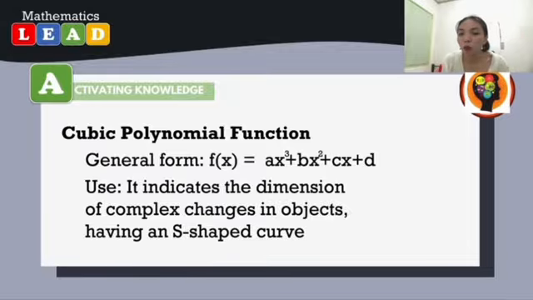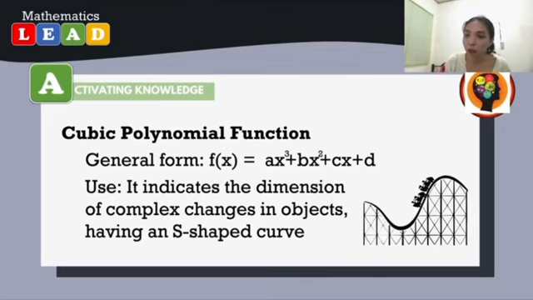Yes, that's right. Which is why we have the general form of f of x equals ax cubed plus bx squared plus cx plus d, wherein a is not equal to 0. It's used for indicating the dimension of complex changes in objects having an S-shaped curve. Like the example, this function forms an S shape as the representation of its complexity. And here, the path or dimensions of the roller coaster can be measured as a cubic polynomial function.